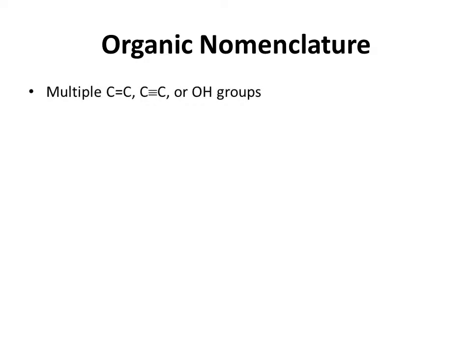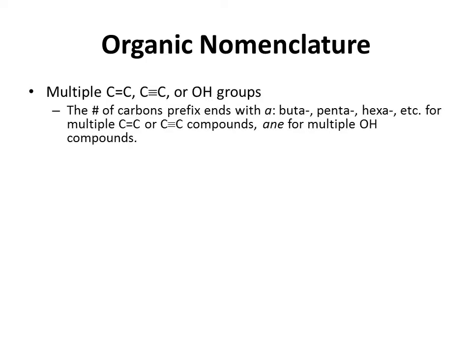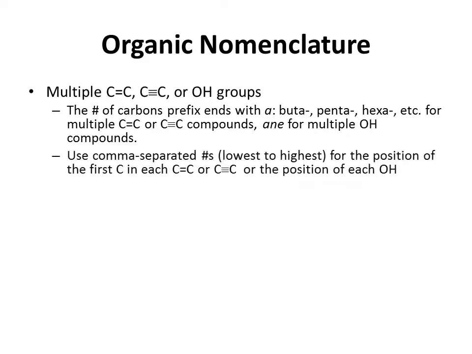For multiple C=C, C≡C, or OH groups, the number of carbons prefix ends with a, such as buta, penta, hexa. For C=C or C≡C compounds that are multiple, use ane; for multiple OH compounds, likewise. Use comma-separated numbers from the lowest number to the highest number for the position of the first carbon in each carbon-carbon double or triple bond, or the position of each OH.